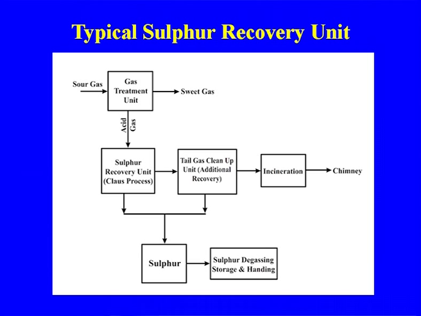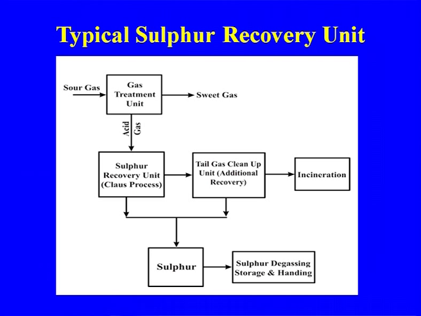Here you see the tail gases, because this was the additional modification that has been done with the coming of stringent standards. So the sulfur recovery tail gas is treated, and finally the sulfur compounds can be used in various processes.